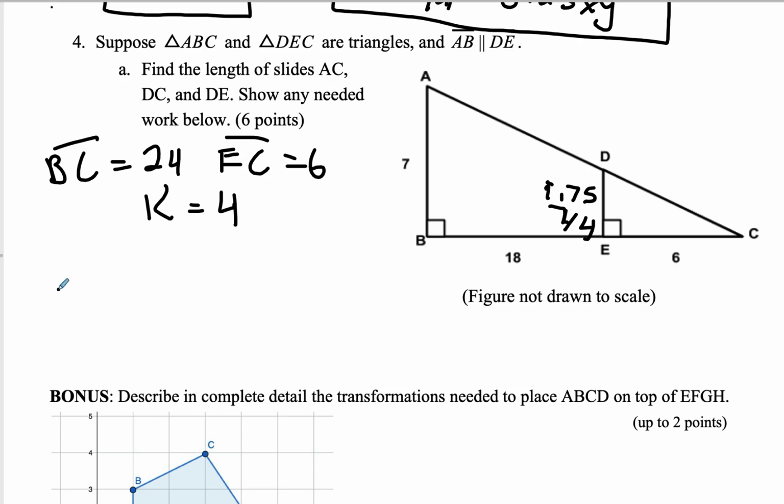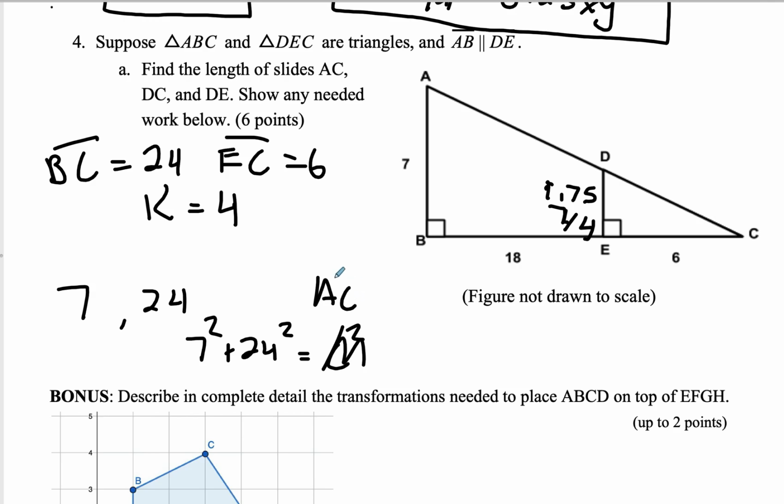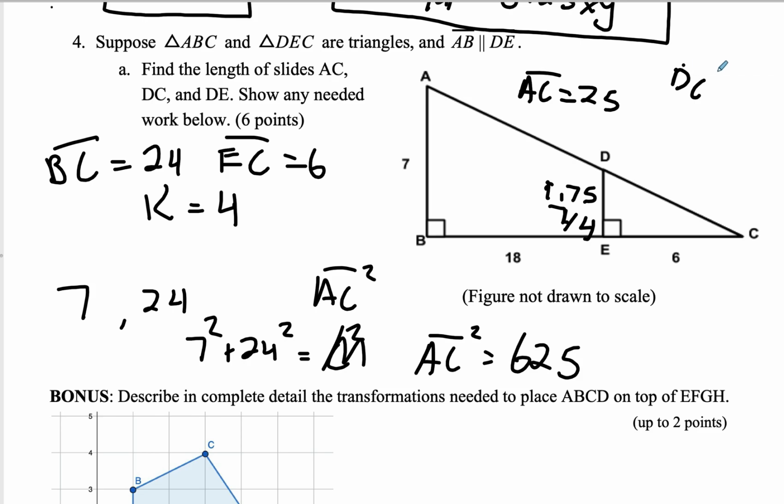But now here we have 7 and 24 as our two sides. So we know that 7 squared plus 24 squared equals AC squared. When you add those up, and this was something we had a calculator for, you get AC squared equals 625. Therefore AC is equal to 25. You could divide that by 4 to get DC. Some people got 6.25, some people got 25/4. Either one of those was okay.